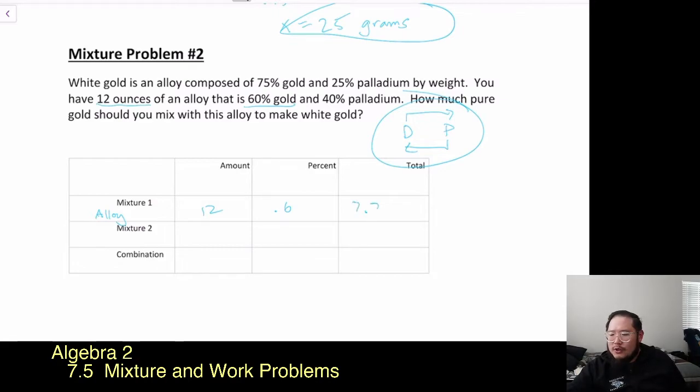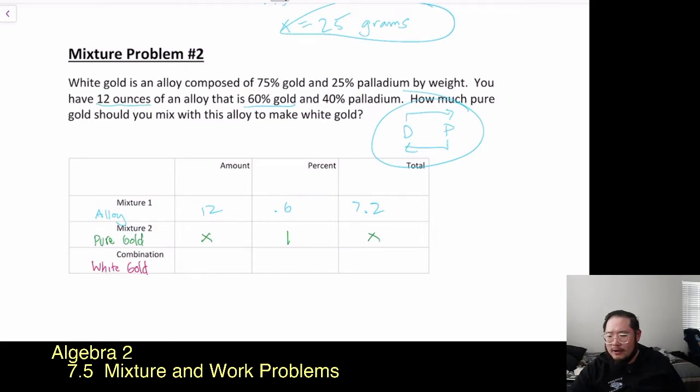Next up, we're trying to get white gold, so that will be our combination. I'll put that down right there. Then what's mixture 2? Mixture 2 is this pure gold. We're going to add pure gold to go from 60% gold and get it up to 75%. The percent of gold in pure gold is 100%, so we'll put 1 right there. So I've got 1 times x, or just x, for the total.